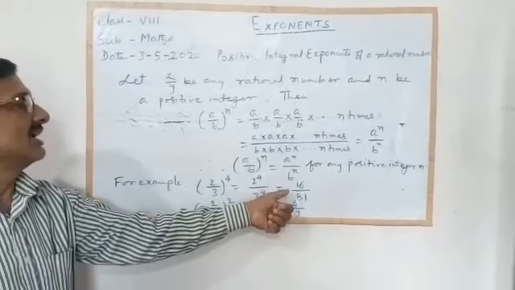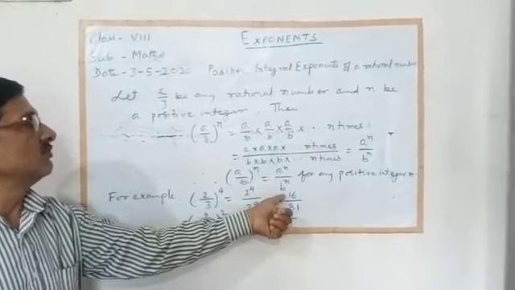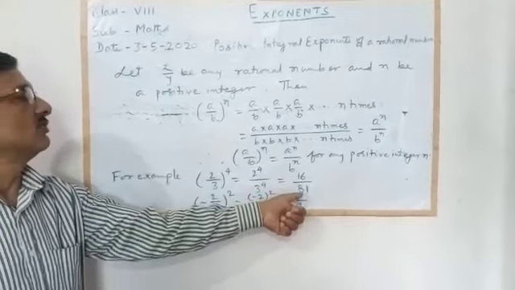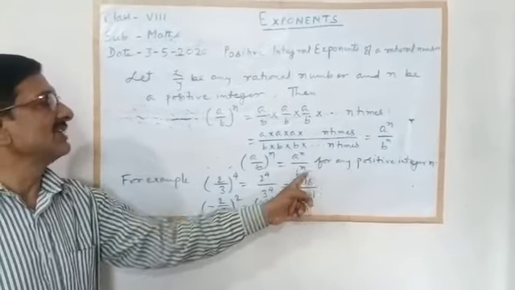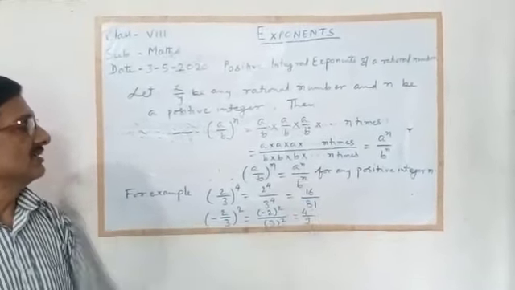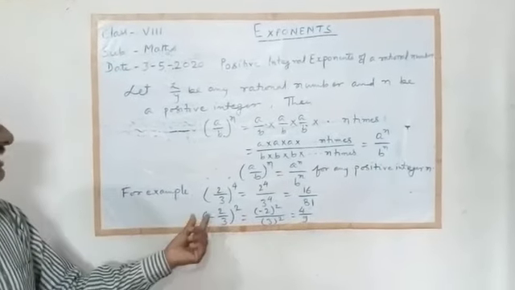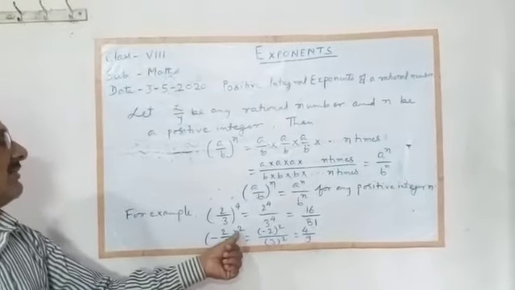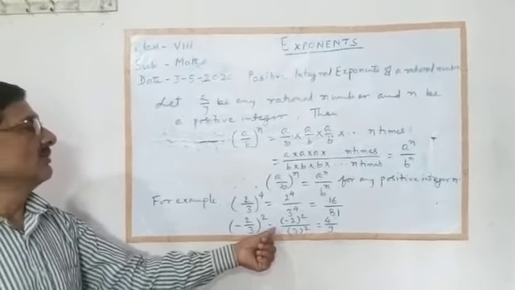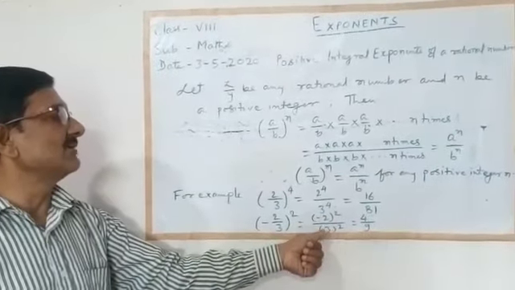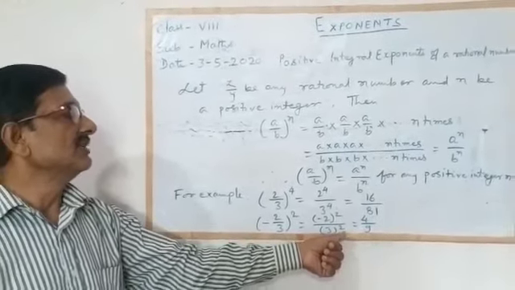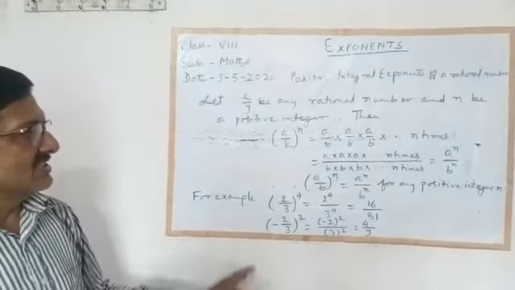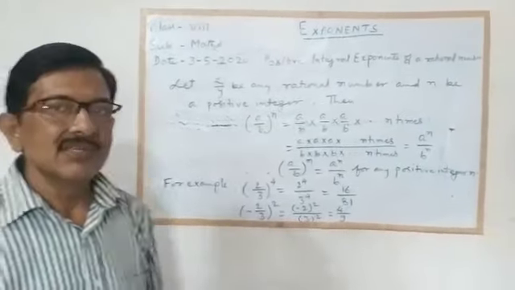That will give you the result 2 to the power 4 is equal to 16, divided by 3 to the power 4, which is equal to 81. So we are getting the result 16 by 81. In the next case, we are taking a negative rational number, that is (-2/3)^2. That will be equal to (-2)^2 divided by 3^2, which is equal to 4 by 9. So this is true for any positive integer.